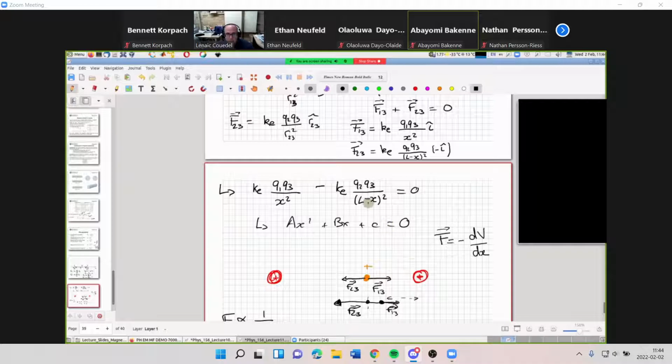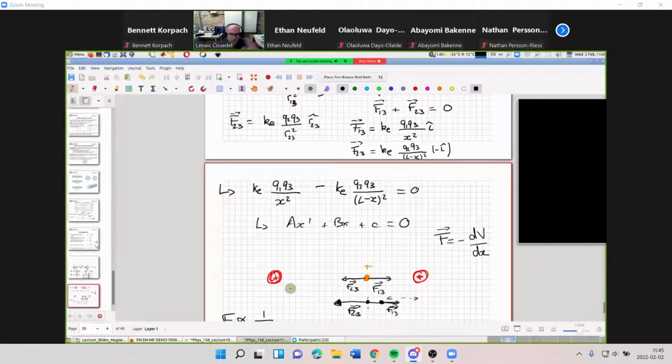Okay, so the equilibrium position will depend on Q1 and Q2, but it will not depend on the third charge. The stability will depend on the third charge. So in this case, if I had a negative charge here in the middle, it was not a stable equilibrium, but with a positive charge, it would have been a stable equilibrium.